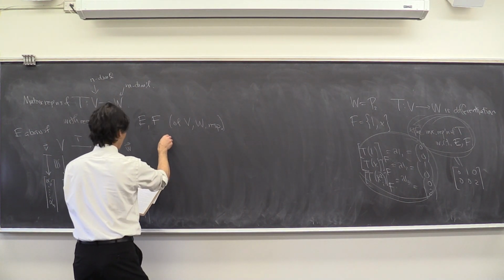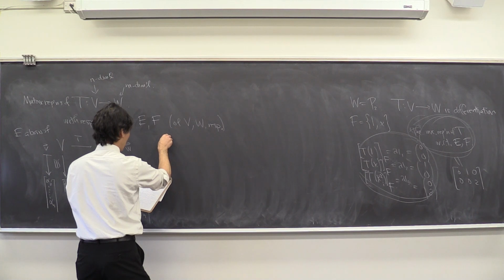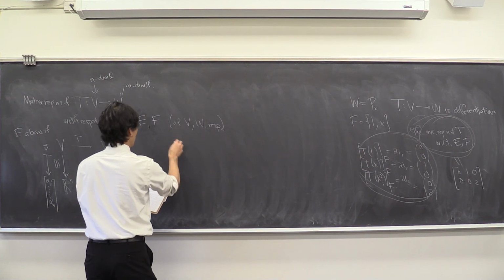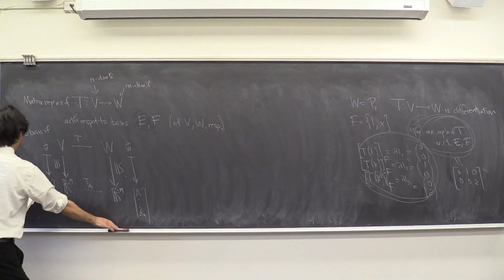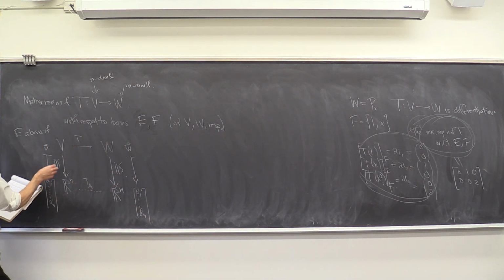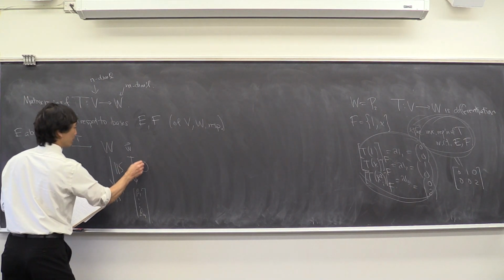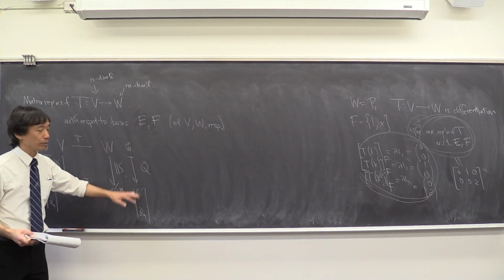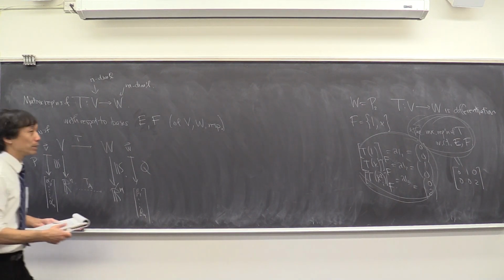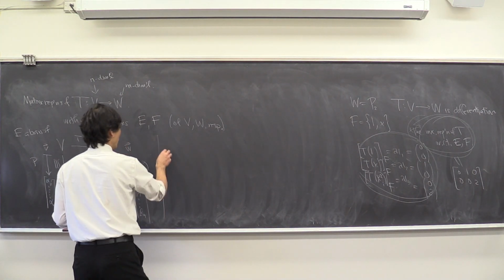Okay, so here's the proof. Let me put names on these maps. I'm going to call this map P, and this map Q, the coordinate vector maps. P takes V to its corresponding coordinates. Q takes W to its corresponding coordinates. Actually, before I get there, I need to do a warm-up question.